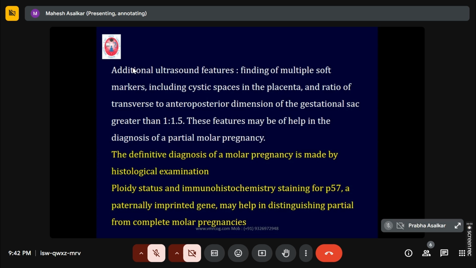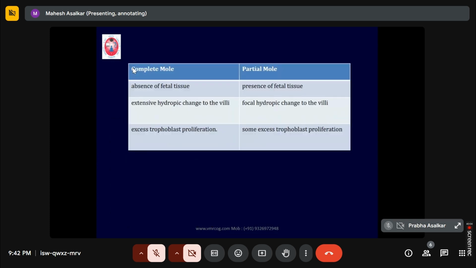Differentiating features between complete and partial mole will be asked. In complete mole, there is absence of fetal tissue, extensive hydropic change in the villi, and excess trophoblast proliferation. While in partial mole, you have presence of fetal tissue, focal hydropic change to the villi, and some excess trophoblastic proliferation.